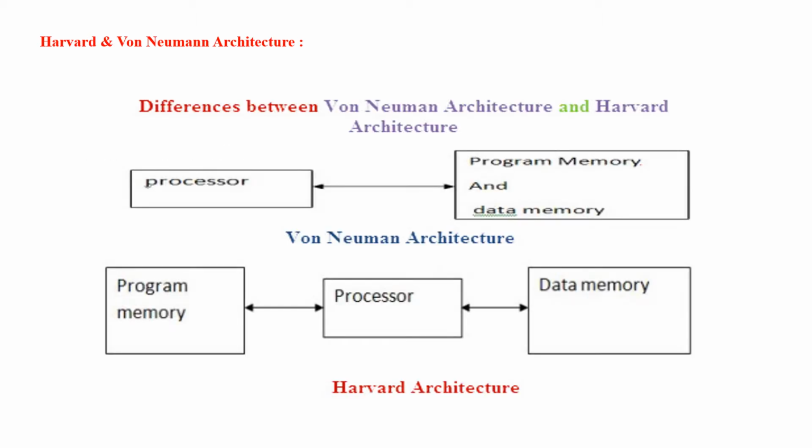Learning outcomes of this topic are different architecture of microcontroller and features of microcontroller. This diagram shows architectures of microcontroller. It has Harvard architecture and von Neumann architecture. In Harvard architecture, the processor has separate program memory and data memory, whereas in von Neumann architecture, the processor has common program memory and data memory.